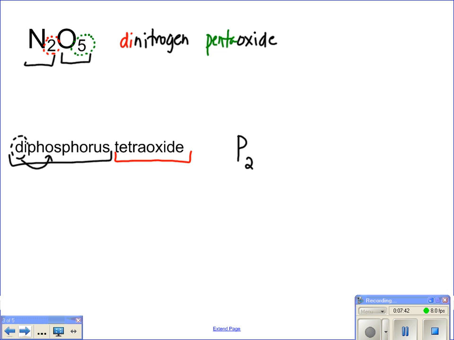Tetraoxide, I know that the symbol for oxygen is O, and the fact that there are 4 of them, according to that prefix tetra, means that I write a chemical formula of P2O4. So again, easy peasy, use the prefix system. Don't worry about valences anymore to come up with chemical formulas or names. Just write down what you see.